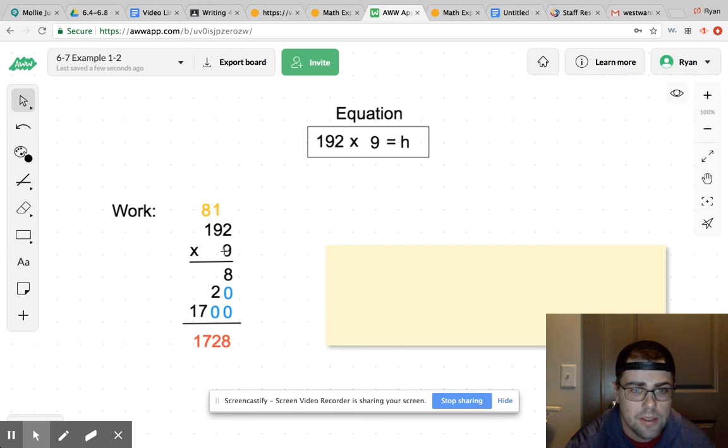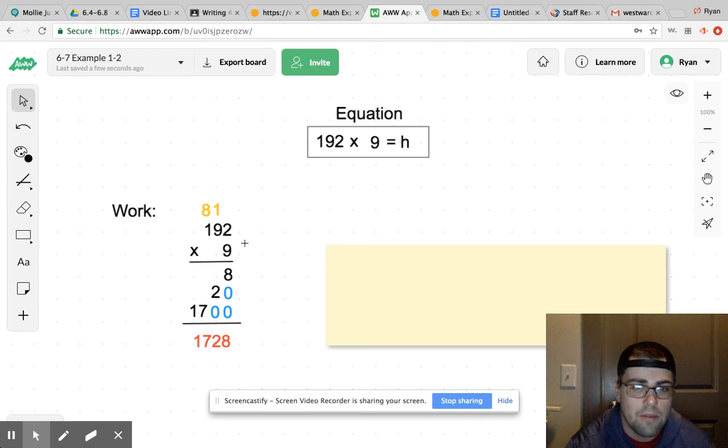Our next step is then to do 9 times 9. But really remember, it's 9 times 90 because that 9 is in the tens place. Before we do anything else, we have to put a 0 down. Then we do 9 times 9, which is 81, plus the 1 would equal 82. Our 2 goes down, and then our 8 goes up.